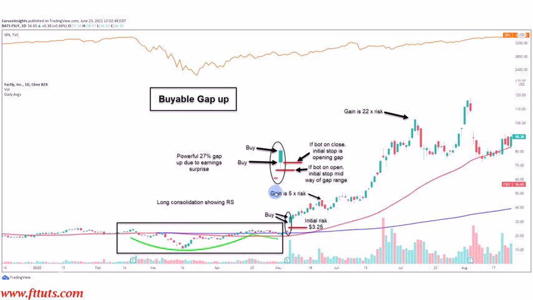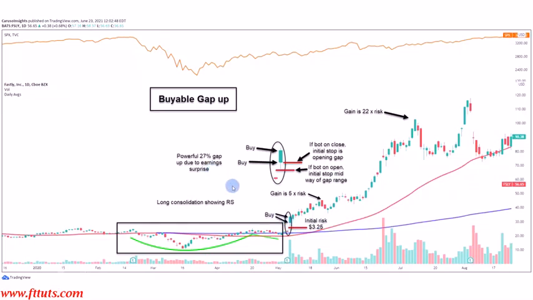This here is Fastly, and this is one of the stocks that really helped me do so fantastic in the 2020 US Investing Championship. We had earnings here as well, and I did buy this gap up. I was even buying a little bit in the pre-market. Those are probably more advanced discussions. But we had a powerful 27% gap up due to earnings.